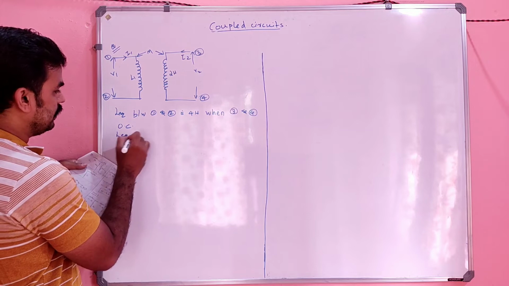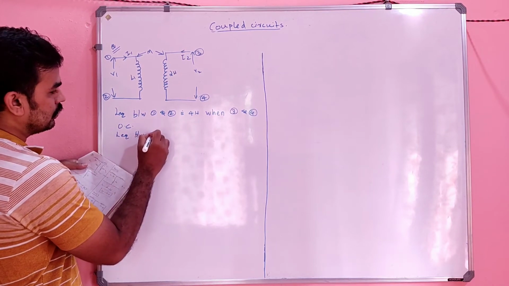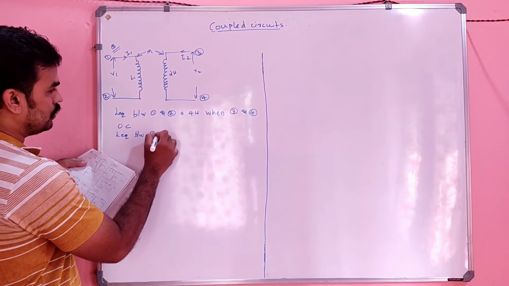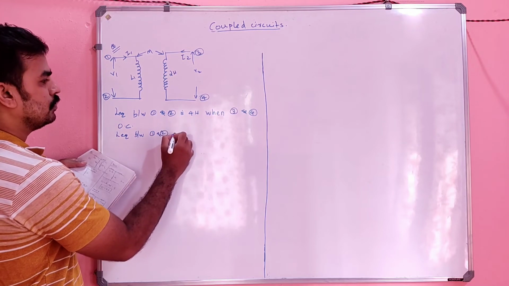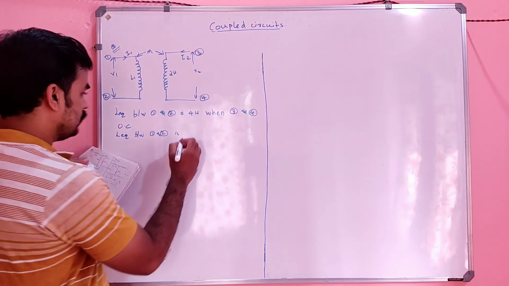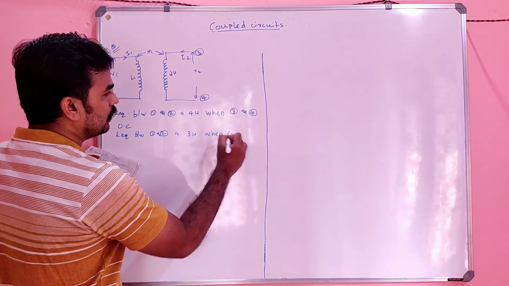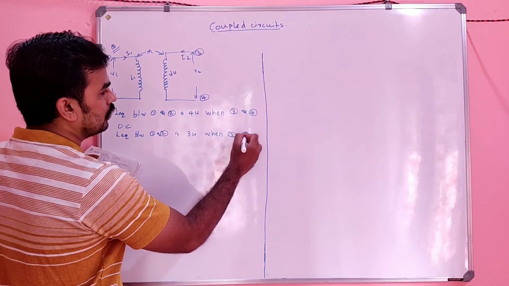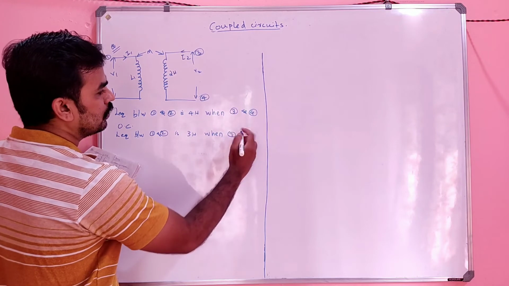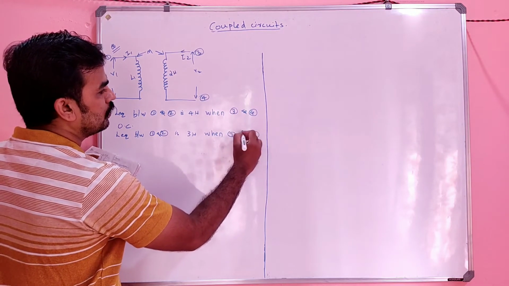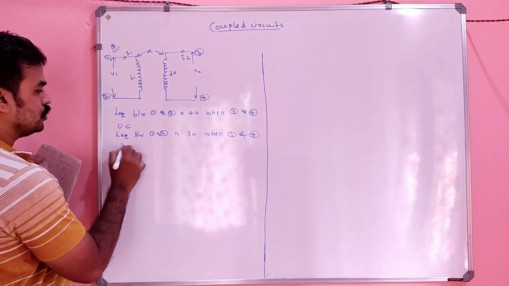L equivalent between 1 and 2 is 3 Henry when 3 and 4 short circuited.